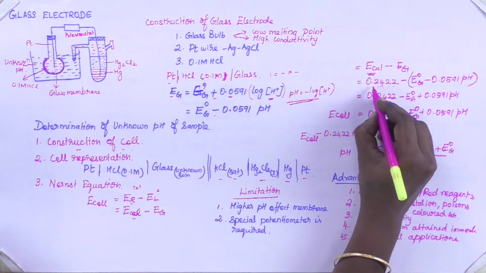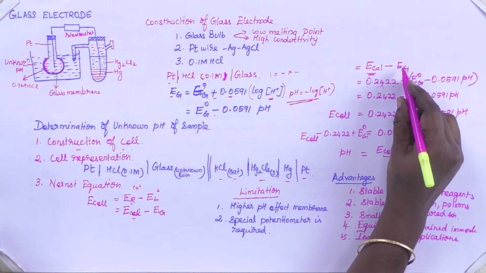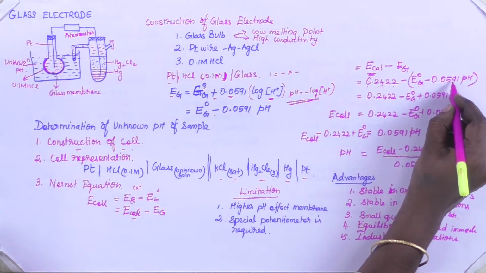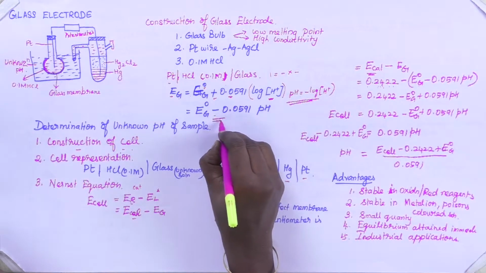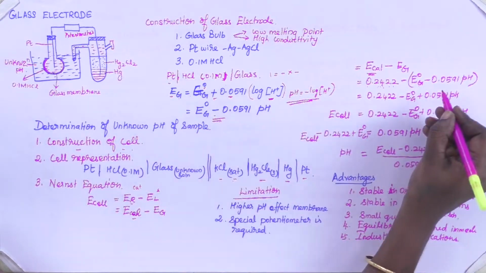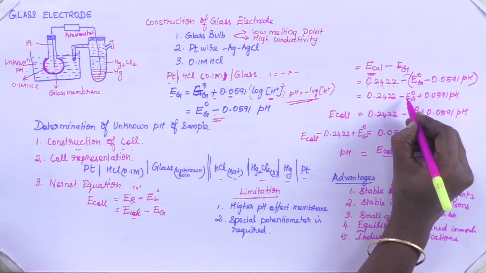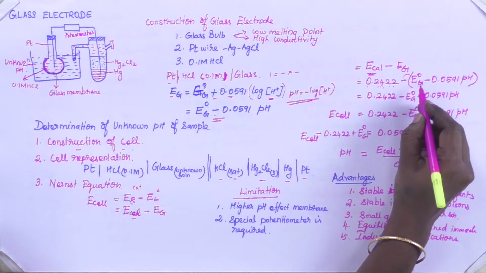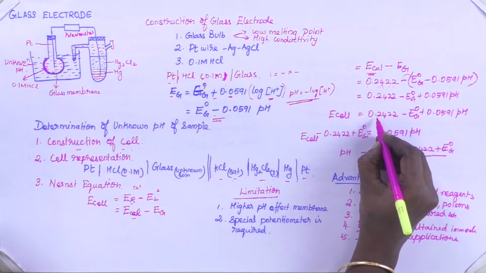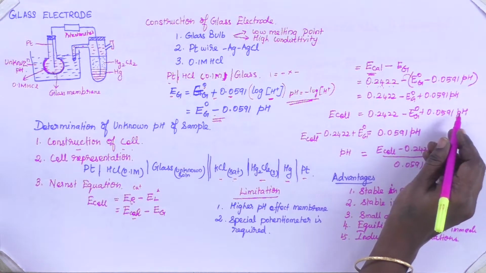So E calomel is 0.2422 minus E glass, and the potential of the glass is E naught of G minus 0.0591 pH, which we got here. Now we substitute this E G here. Then 0.2422 minus, the minus goes inside the bracket, so minus E naught of G, minus into minus gives plus 0.0591 pH. So E cell is 0.2422 minus E naught of G plus 0.0591 pH.